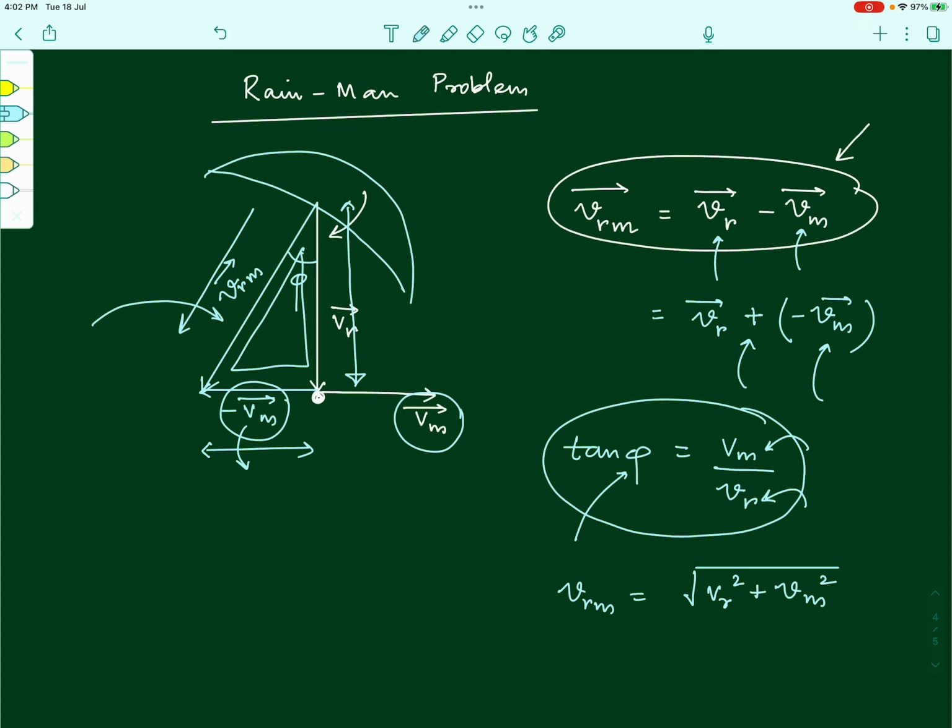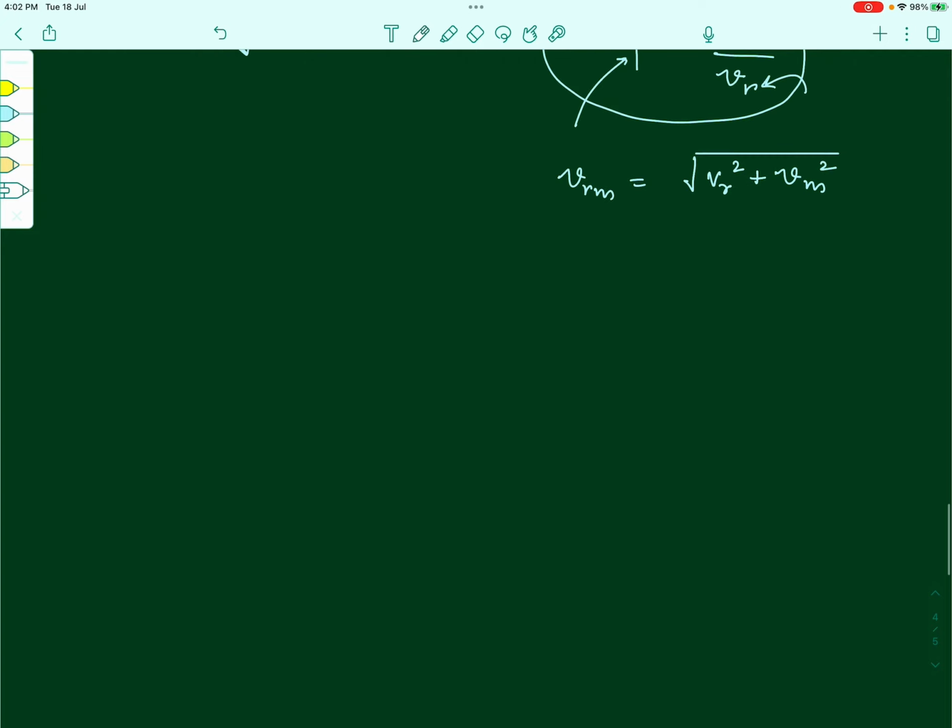So this is case 1 of the rain man problem. Case 1 is when the rain falls vertically down, right? The rain was simply falling down. Vr was simply downwards. What if there is a wind blowing when it is raining, and the rain itself makes a certain angle with the vertical? Let us discuss that case also. So case 2 here is when the rain falls at an angle.